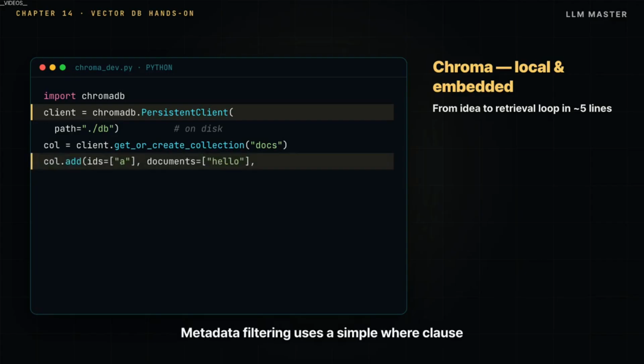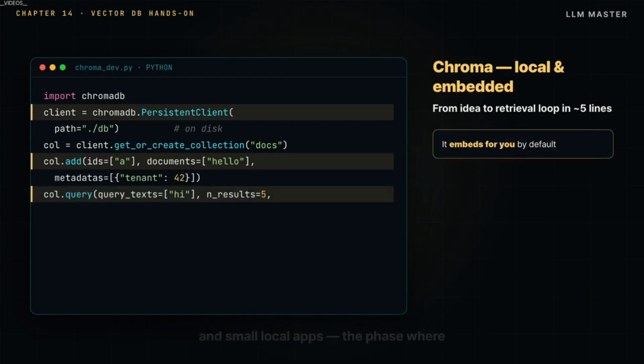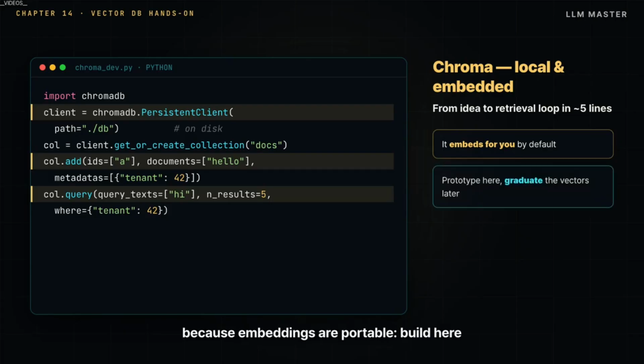Metadata filtering uses a simple where clause, and when you outgrow the embedded mode, you can run it in client-server form. Where Chroma shines is prototyping, notebooks, tests, and small local apps, the phase where iteration speed matters more than throughput. Where it doesn't is heavy multi-node production traffic. And that's fine because embeddings are portable. Build here and graduate to Qdrant or Pinecone later by re-ingesting the same vectors.